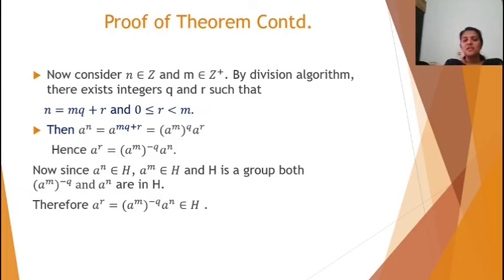Now since a raised to n is an element of h, and a raised to m is an element of h, and h is a group, both a raised to m minus q and a raised to r are in h. A raised to m belongs to h, so its inverse is also there. So a raised to m minus q is there and a raised to n is in h. So their product a raised to r is equal to a raised to m raised to minus q times a raised to n, an element of h.